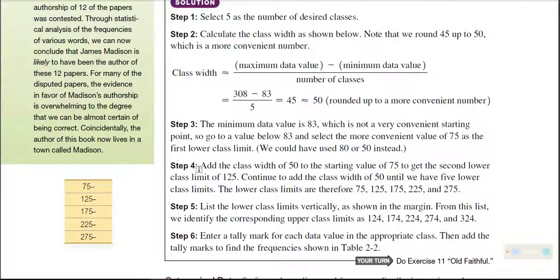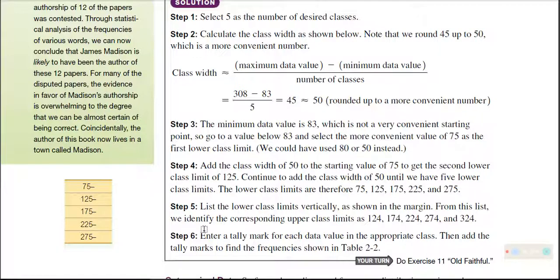Next, step 4. Add the class width of 50 to the starting value of 75 to get the second lower class limit of 125. So, ito nga, mauuna yung mga left na value. 75 plus 50 is 125, plus 50 is 175, plus 50 is 225, plus 50 is 275. Ayan. Step 5. List the lower class limits vertically. Ayan.